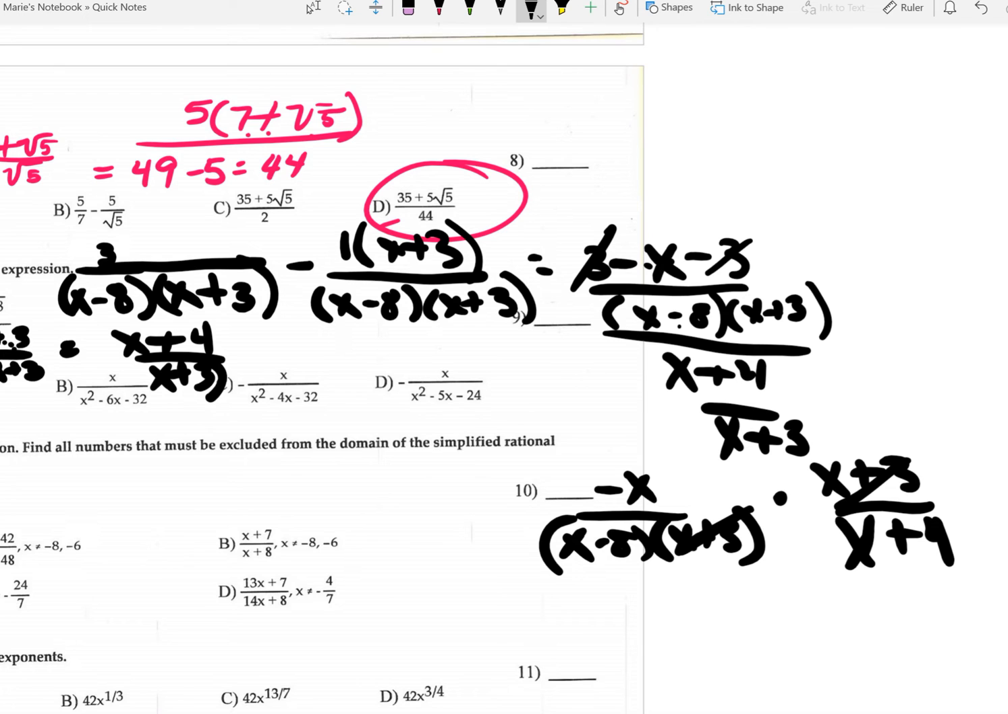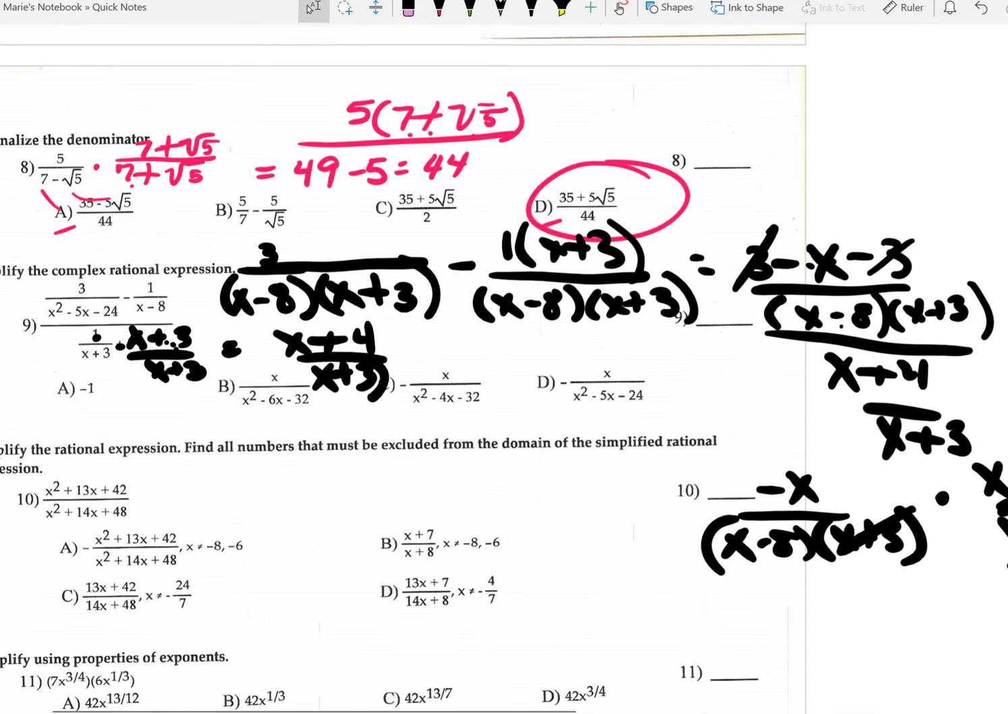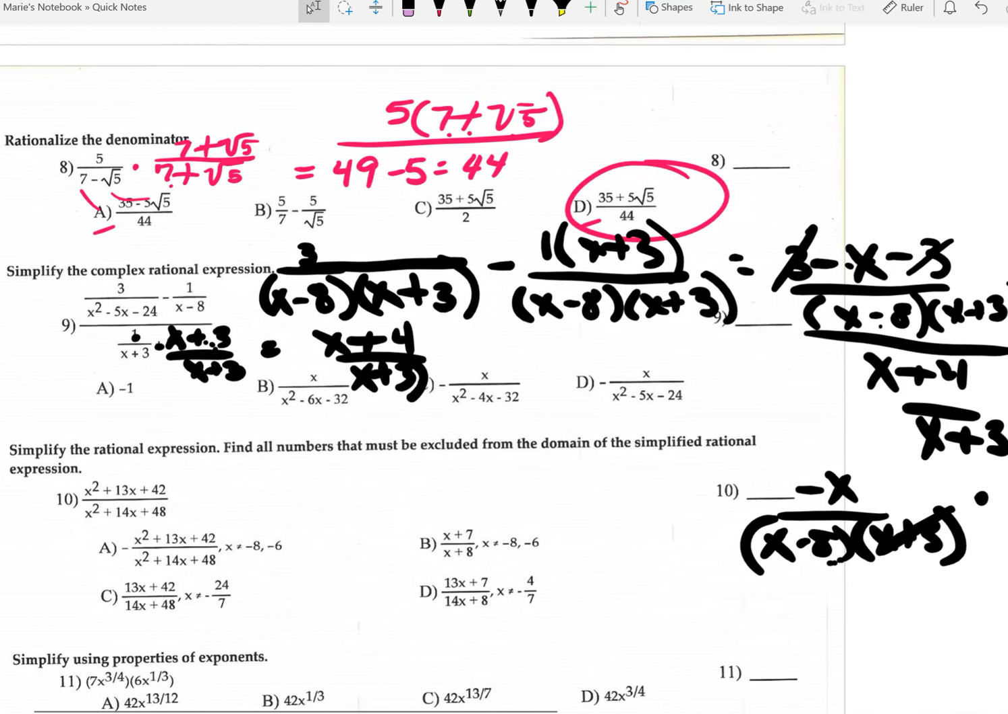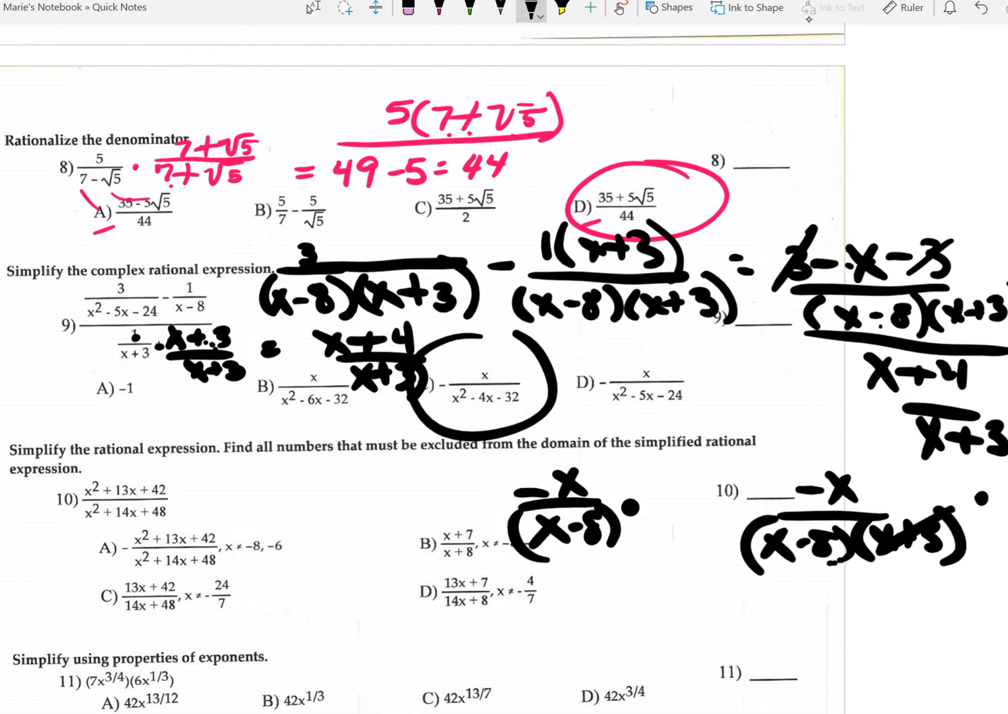Now it's time to look and see what we have here. We have negative x over x minus 8 times x plus 4, basically. And so this is obviously going to give you x squared minus 4x, and this is going to give you minus 32. So the answer choice for number 9 should be C. Right? Because you end up with negative x over x minus 8 times x plus 4. And then you just factor it out. So there's your answer right here.